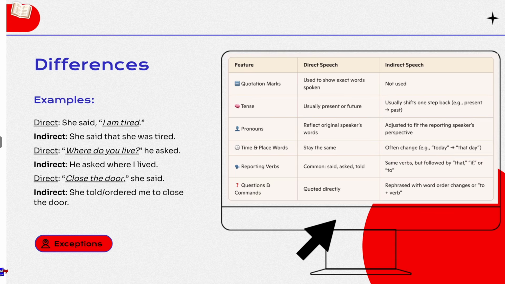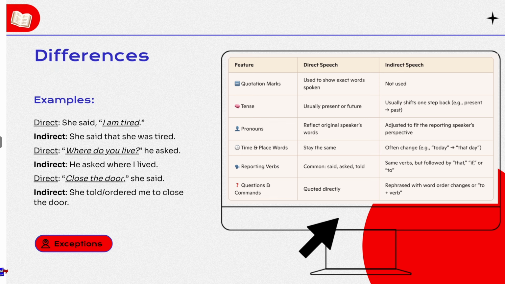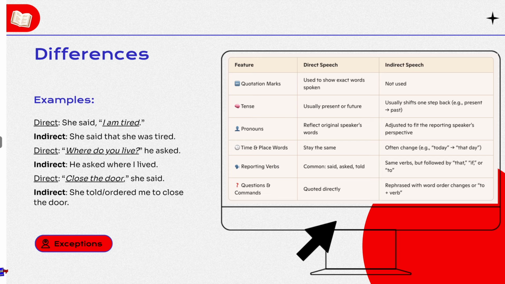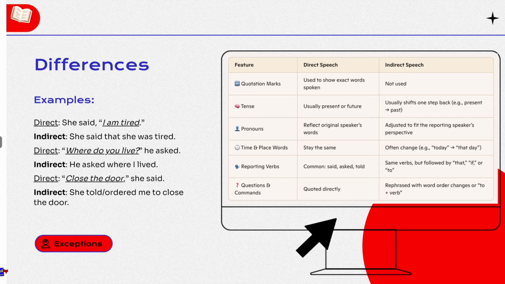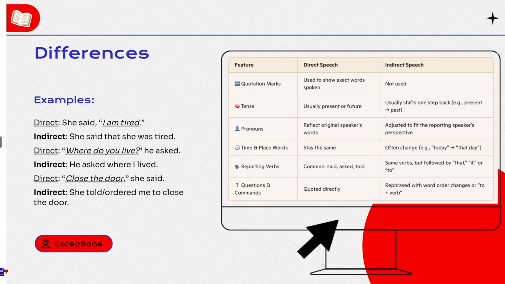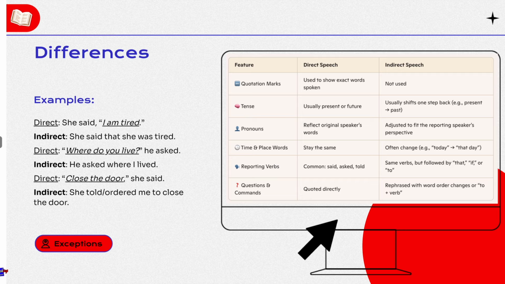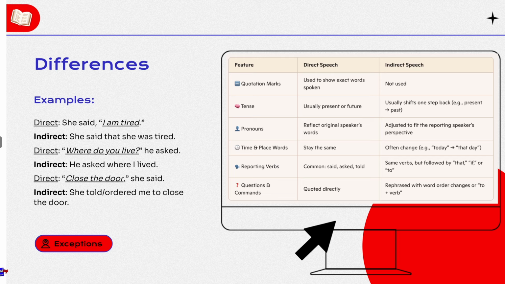Tense. Obviously, tense, like I said before, shifts one tense back in indirect speech. In direct speech, it stays the same, if it's present, past, and future. And one student asked me, how about if the sentence is past? Well, then one tense back would be using the past perfect, right? Will would change to would. We'll have some examples of that.